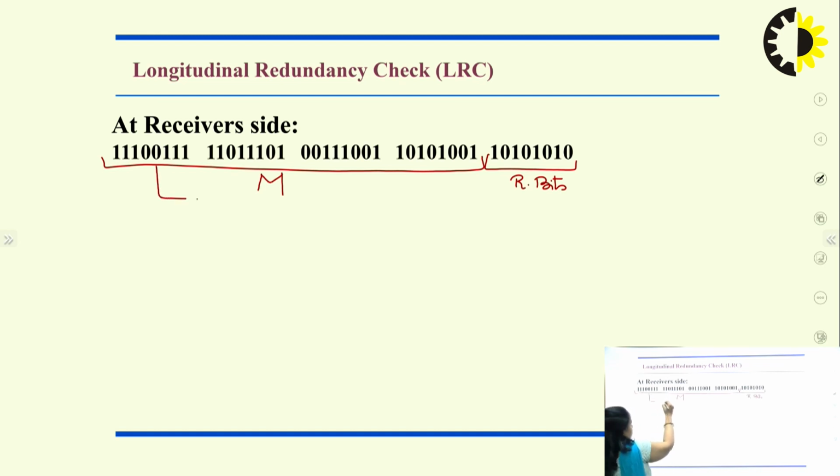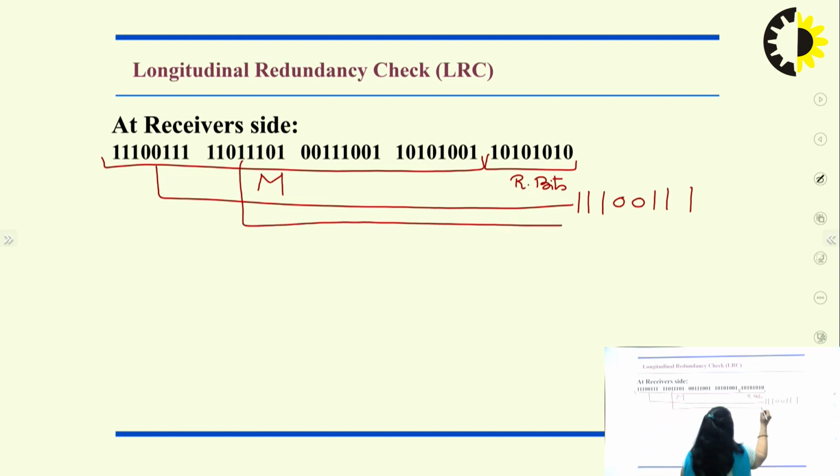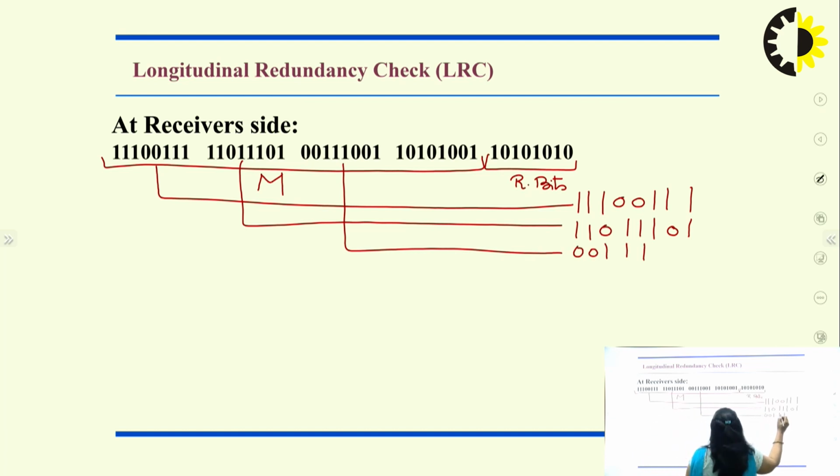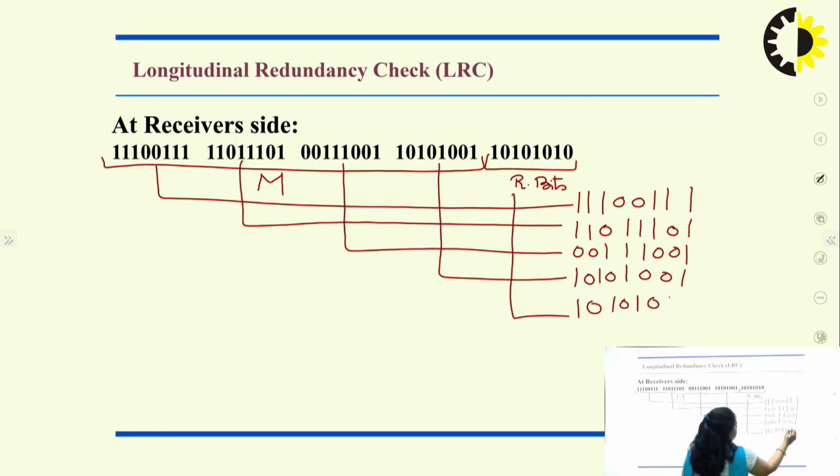Again, the receiver also divides the given data into k sections: 1 1 1 0 0 1 1 1, then the next row, that is 1 1 0 1 1 0 1, then again the next row 0 0 1 1 1 0 1, then the next row 1 0 1 0 1 0 0 1, and in the last, what we have to do is include the redundant data as data in the code word: 1 0 1 0 1 0 1 0.